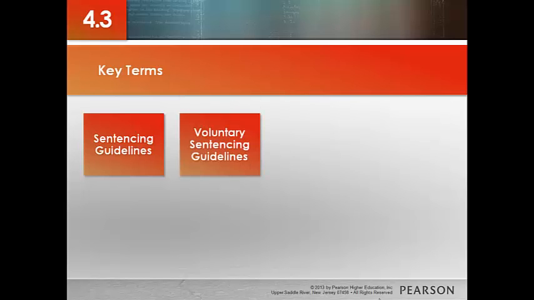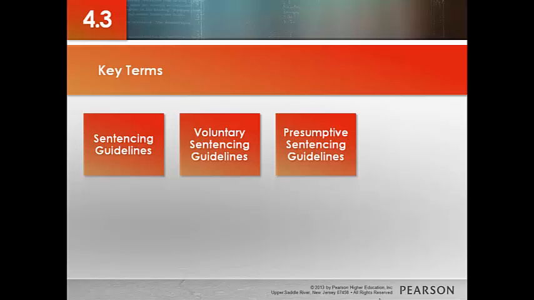Voluntary sentencing guidelines are suggested rather than required guidelines that stipulate a time range for a judge to use when deciding a sentence. Presumptive sentencing guidelines are required rather than suggested guidelines for a judge to use when deciding a sentence. Mandatory sentencing requires a prison sentence for some crimes and some offenders.